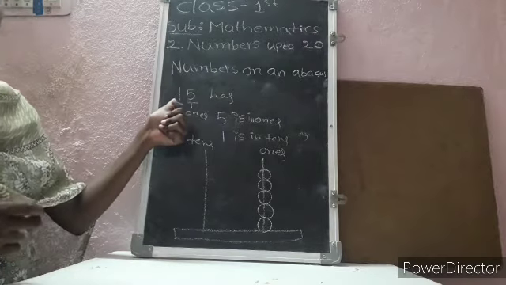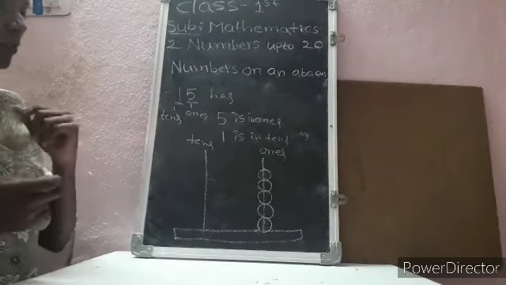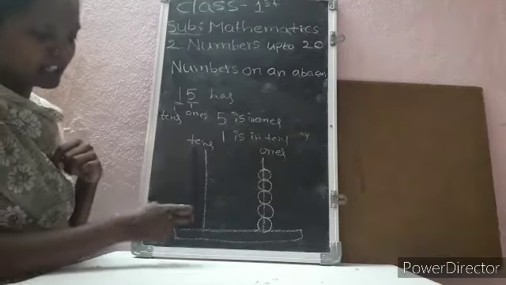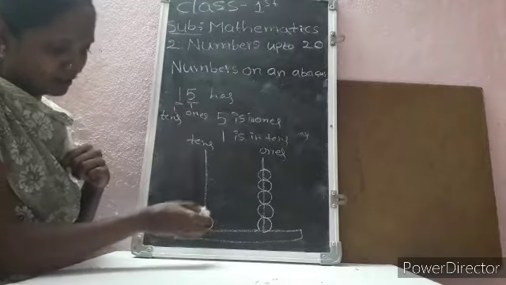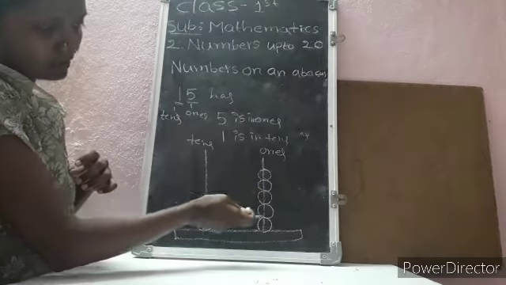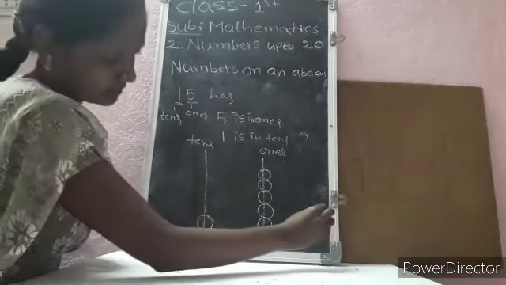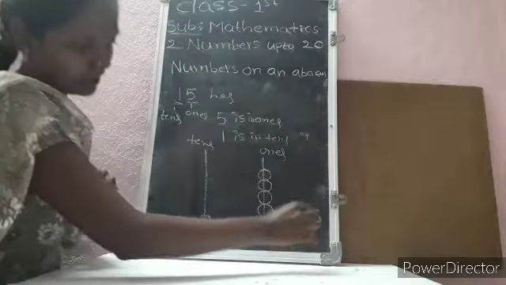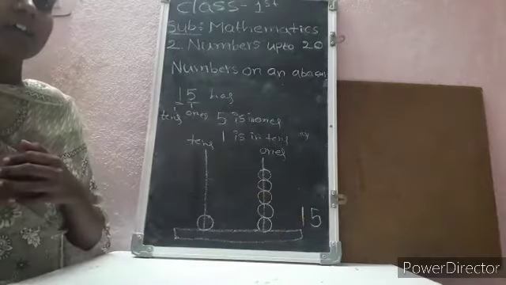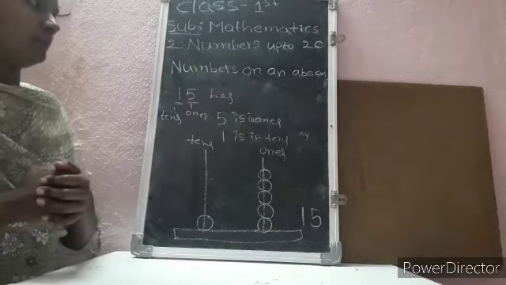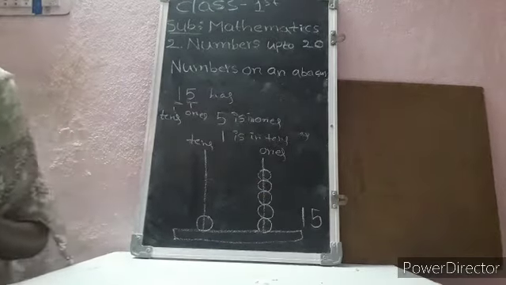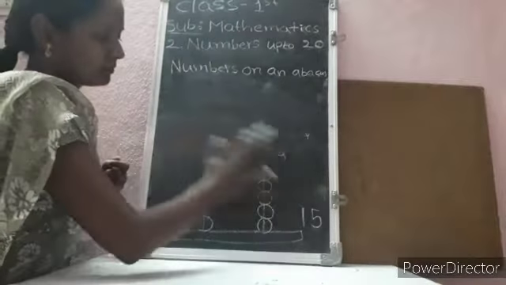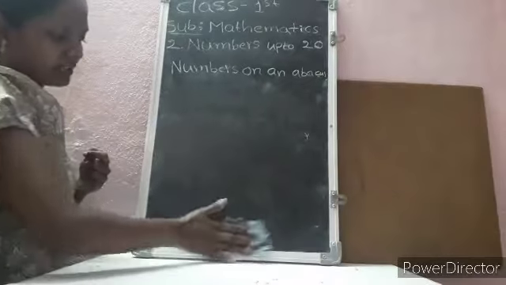What is the value? 1. So now I draw the 1 bead on the 10 spike. Now count it: 5 beads in the 1's place and 1 bead in the 10's place. So what is the number then? 15. What is the number name? 15. So here some questions are there in our textbook.